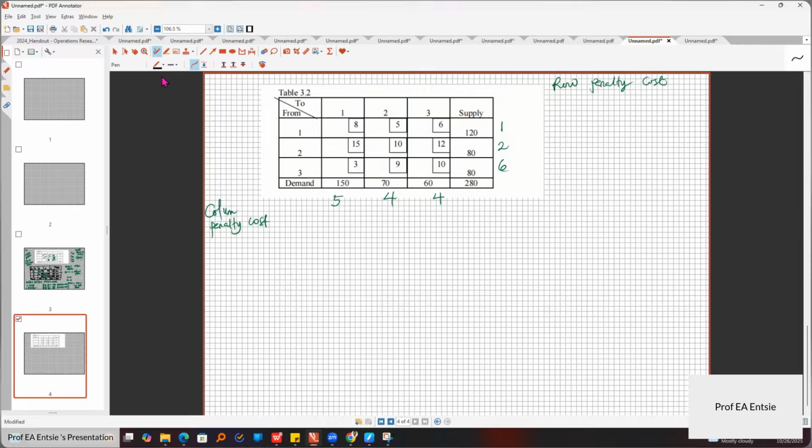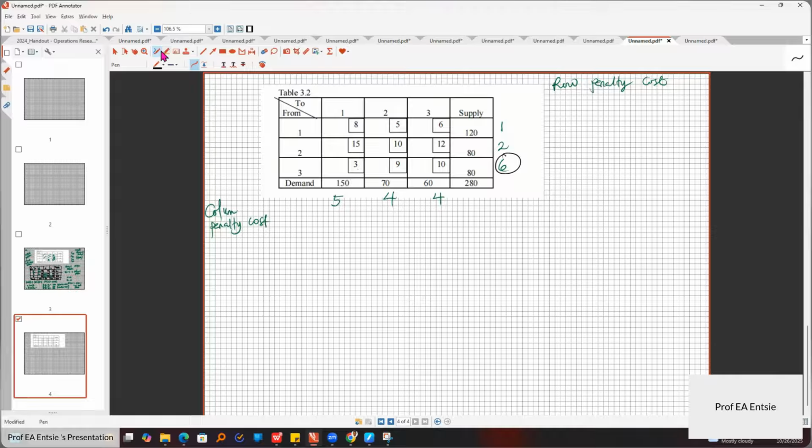You find the highest penalty cost, and you can see that the highest penalty cost is 6. Then you go to that highest penalty cost. So that's row 3. You come to that row, you find the least cost there. So the least cost there is this 3 here. You find the highest penalty cost 6. You come to that row, you find the least cost on that row, which is 3.